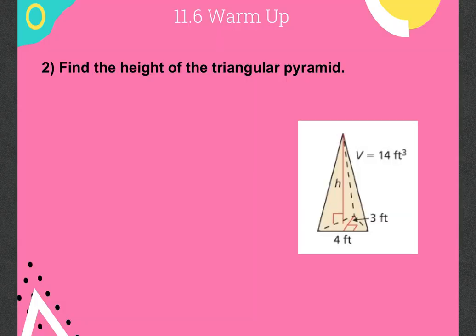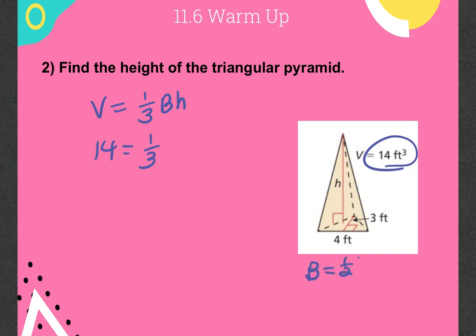After Zoe comes back. Number 2, find the height of the triangular pyramid. So this time they give you the volume and you're actually looking for height. So 1/3 base area times height. The volume is 14. What shape is this base? Triangular pyramid. Well, the base is a triangle. It is a triangular pyramid, but the base is a triangle. So the area would be 1/2 base times height. 1/2 of 4 times 3, or 2 times 3, which is 6.